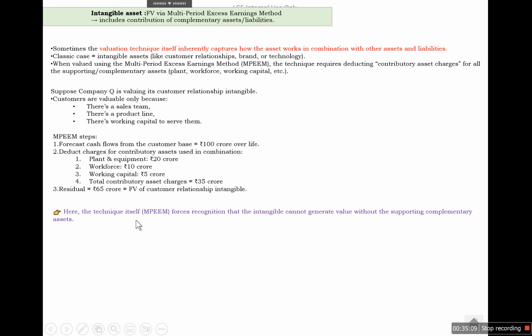So here the technique itself forces recognition that the intangible cannot generate value without the supporting complements. So when we are valuing the intangible, we need to remove the cost element of the supporting complementary assets.